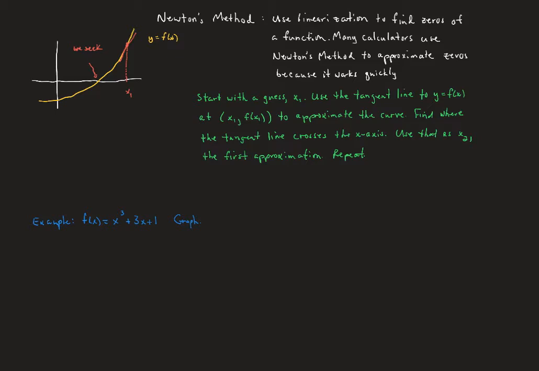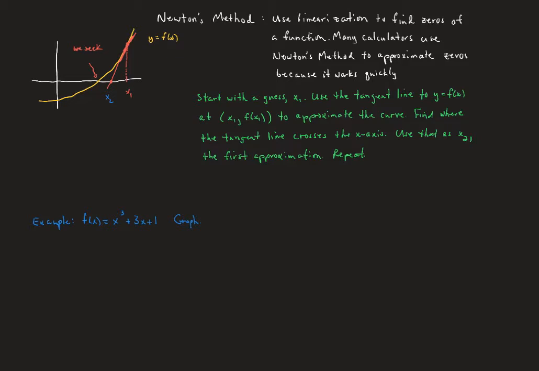Remember, a tangent line acts a lot like the function as long as you don't go too far away. So we're going to now find the zero of the tangent line. That is, we're going to imagine we extend that down to where it intersects the x-axis, and we'll call that x sub 2. That's going to be our first guess. Then we'll repeat the process.